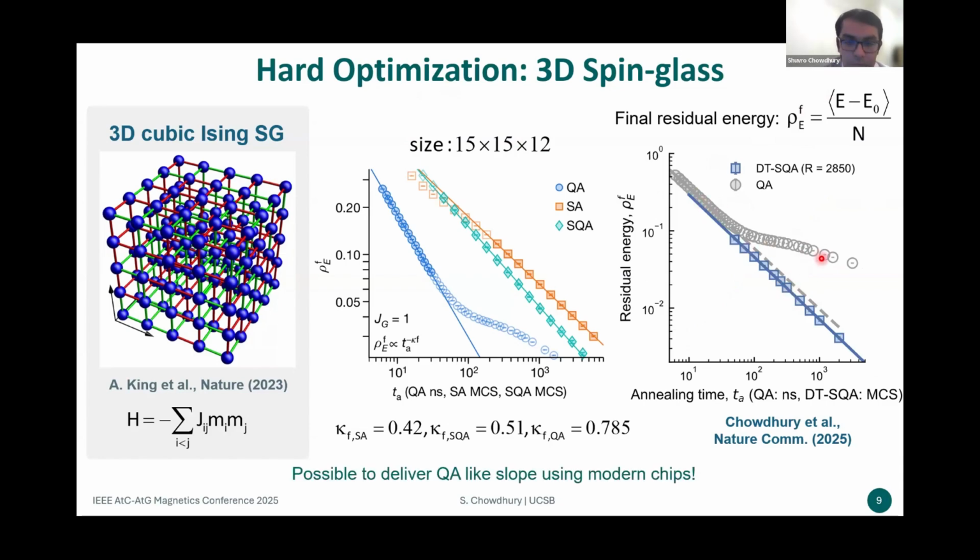So the takeaway message from this is that you do not actually need a quantum annealer or quantum computing to get quantum annealer like performance. You can just do it with modern chips, today, with modern fabrication technology.